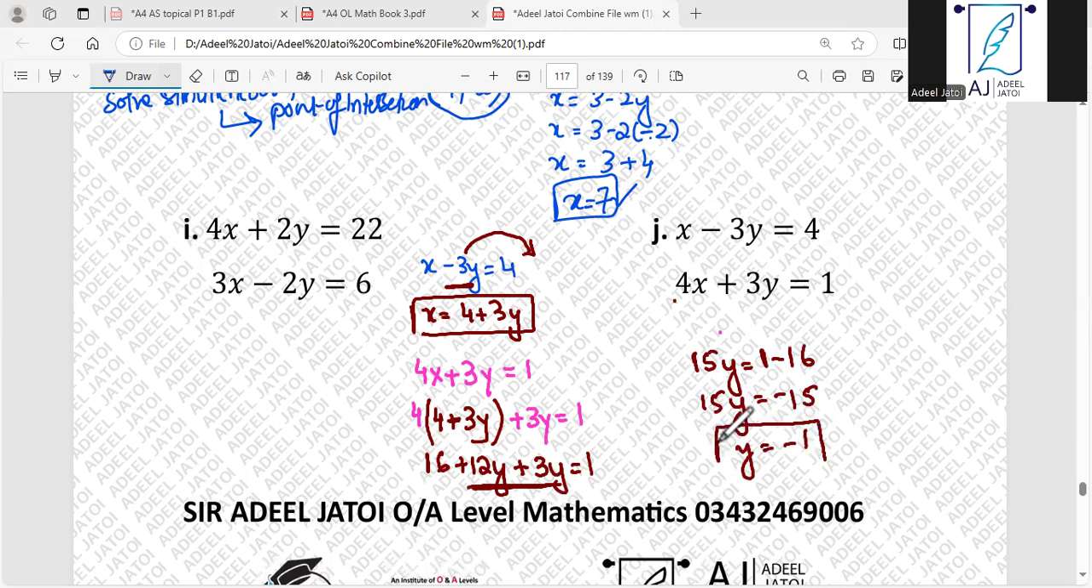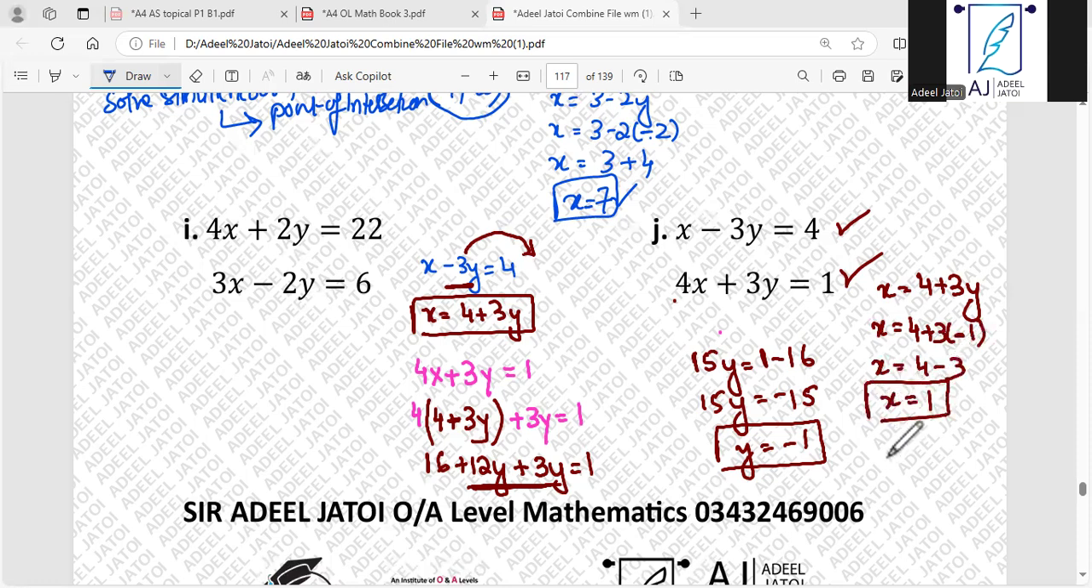So since y is minus 1, we need to find out the value of x as well. So this will be 4 plus 3y. We can substitute in the x equation, or in the first equation, or in the second equation to get the value of y. So x is equal to 4 plus 3 times minus 1. So x becomes 4 minus 3. x becomes 1. So the coordinate of this will be 1 comma minus 1 for part J.